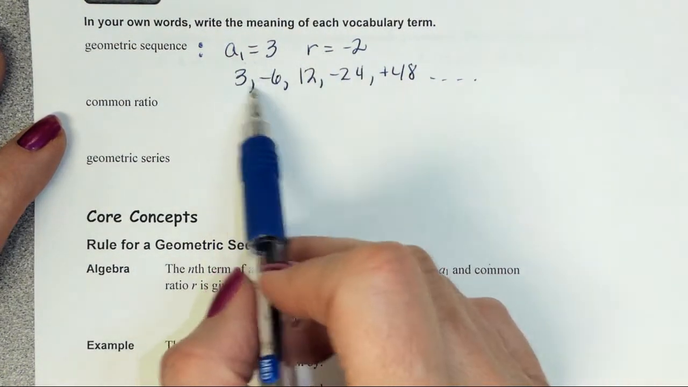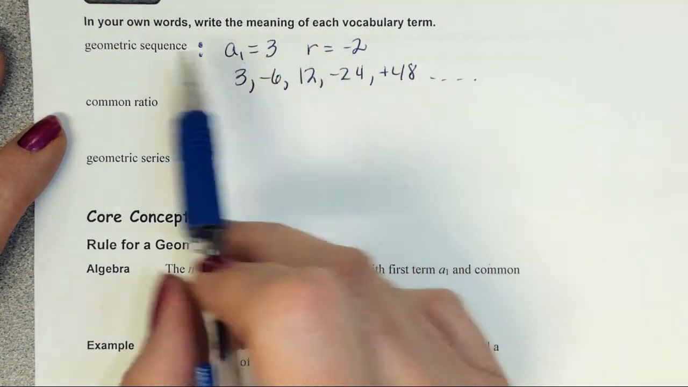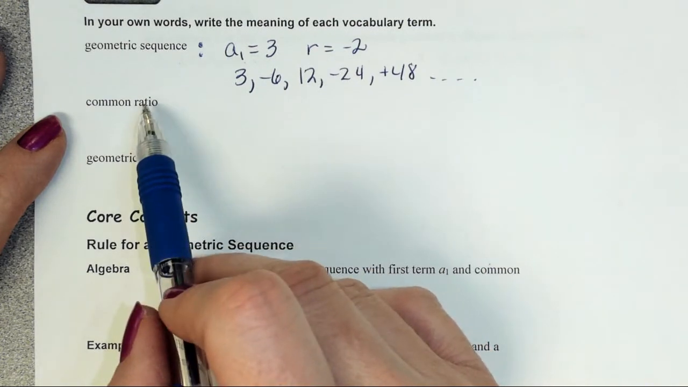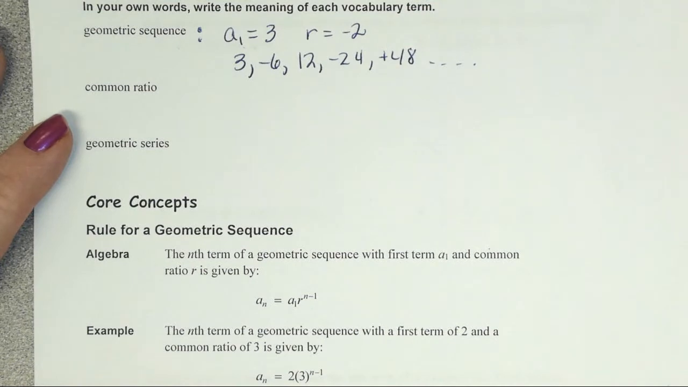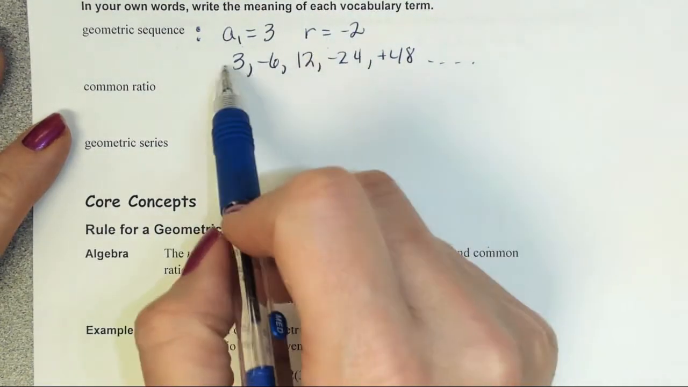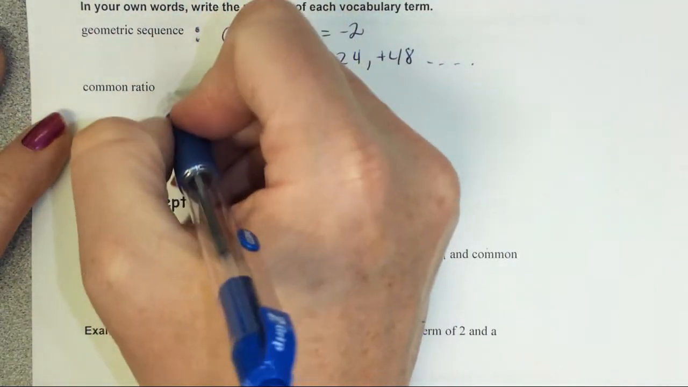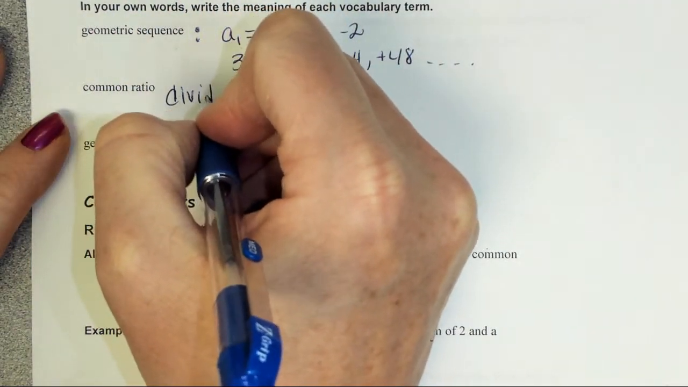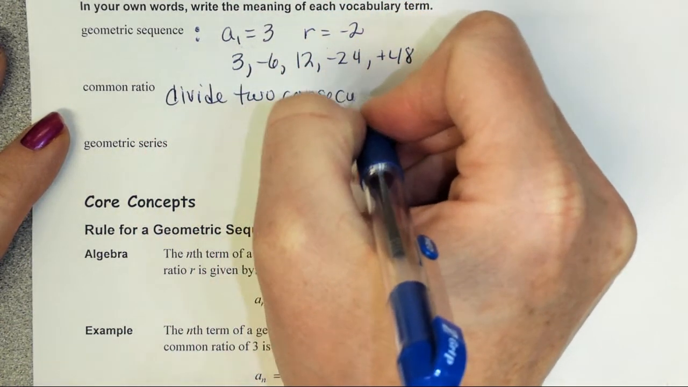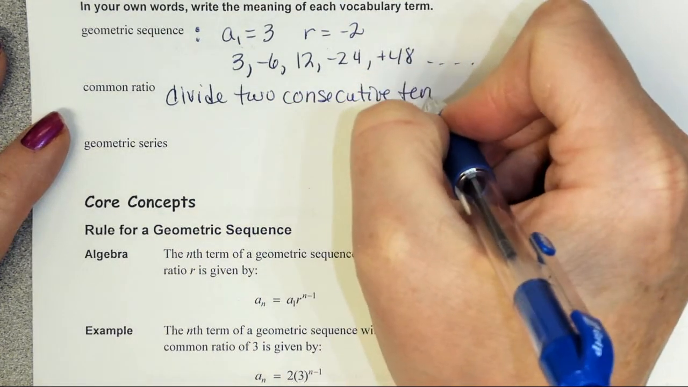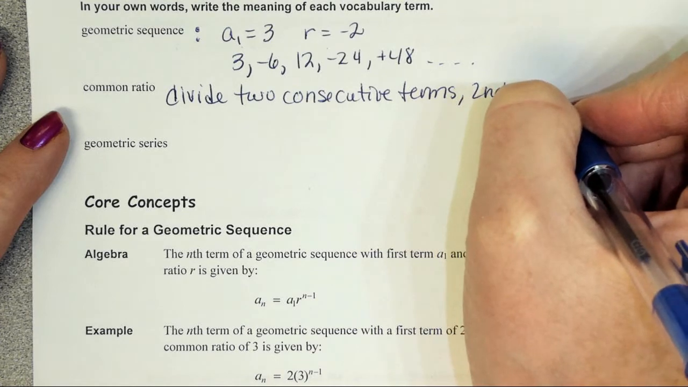We are multiplying by the same number rather than adding the same number every time. That's what creates a geometric sequence. To find that common ratio, what do you think we do? If r was negative 2 in this case, what do I do to find r? Yeah. Divide 2 consecutive terms. Yep. I like the way you said that. We're going to write that. Divide 2 consecutive terms. Second divided by the first.